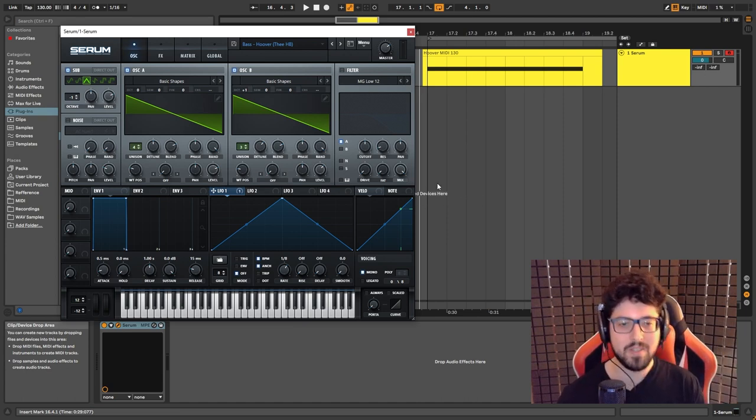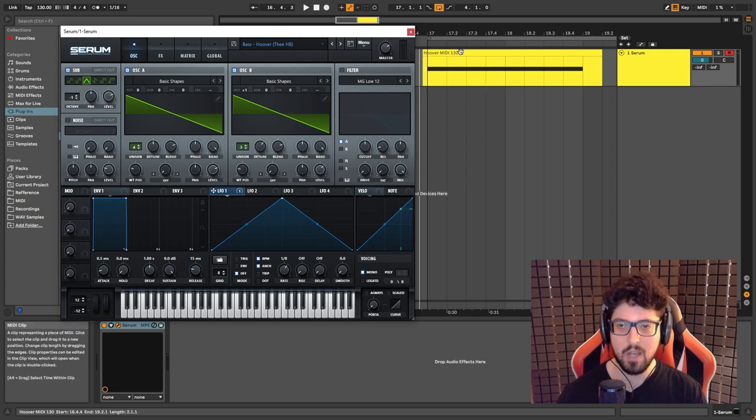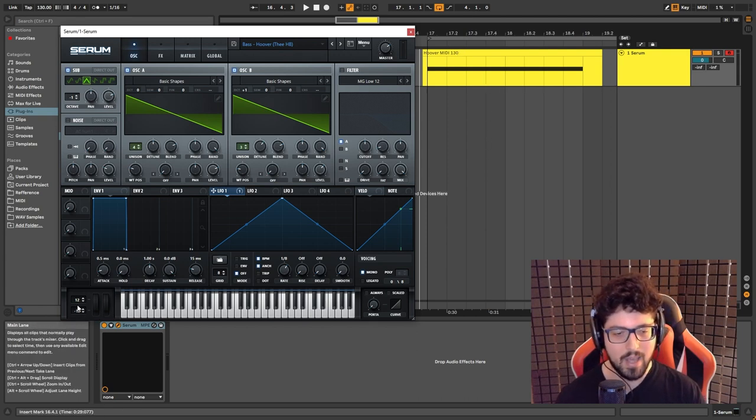Now, the reason why it sounds that way is because we also have something that modulates the whole pitch of the sound. But the way I approach this type of sound is by manually drawing the pitch automation onto the MIDI clip. Now, in order to do so, I needed to set here the bend range minus 12 and plus 12 so I can have room to play with it.